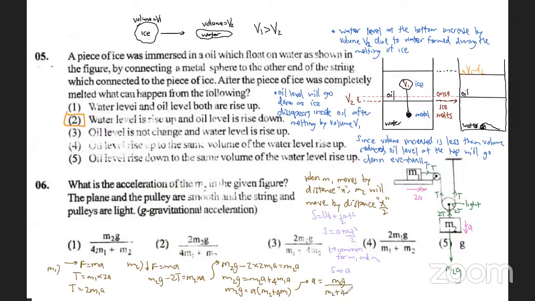Is there an answer like that, people? First answer, right? M2G over 4M1 plus M2. So you have to go with the first answer.